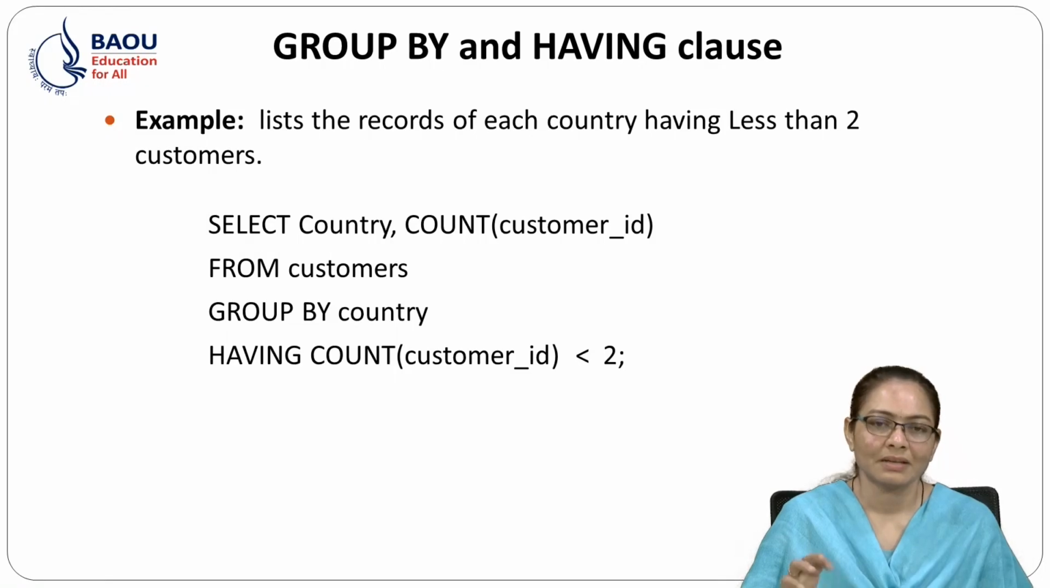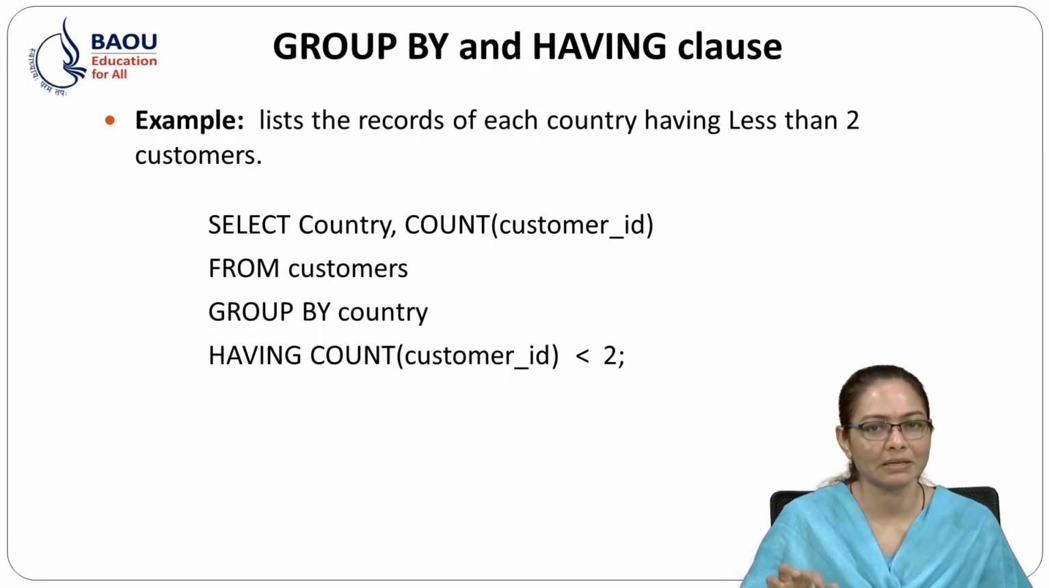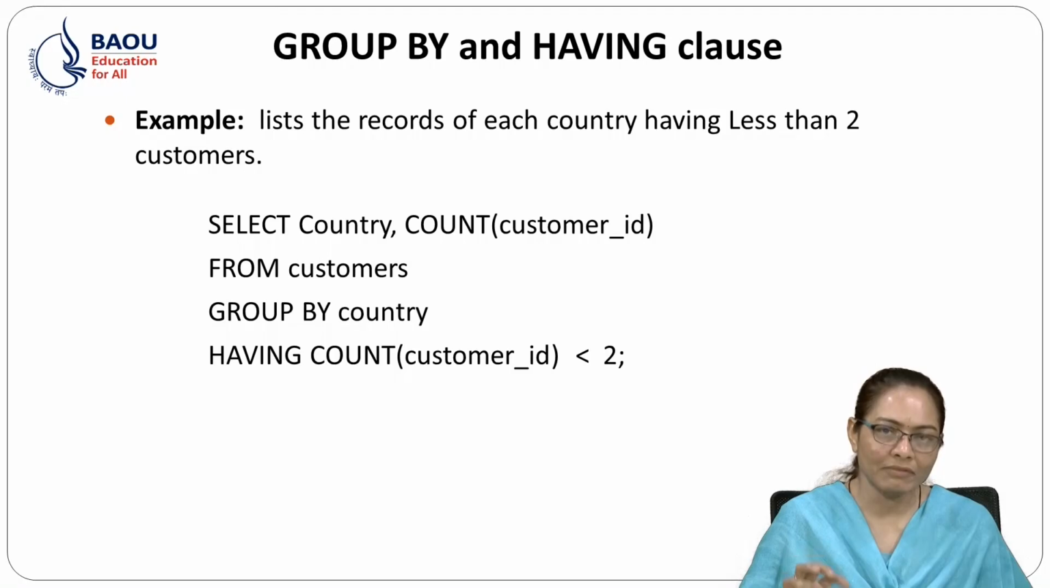So, in simple terms, we want a record which wise? Country wise. So we write select country. The country is written with the group by clause. And which one is counted? Customer ID is counted, the number of customers. So count, and then in the bracket customer ID. So we use the count aggregate function here. The having clause is used with the aggregate function: count of customer ID less than 2. Writing the group by and having clause is very simple.